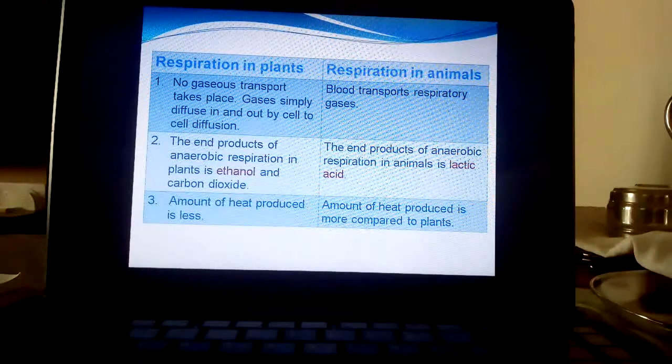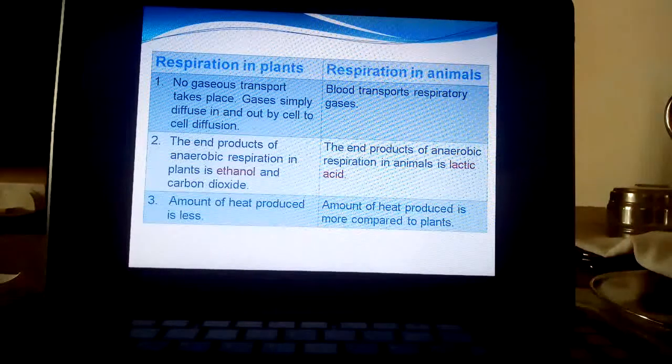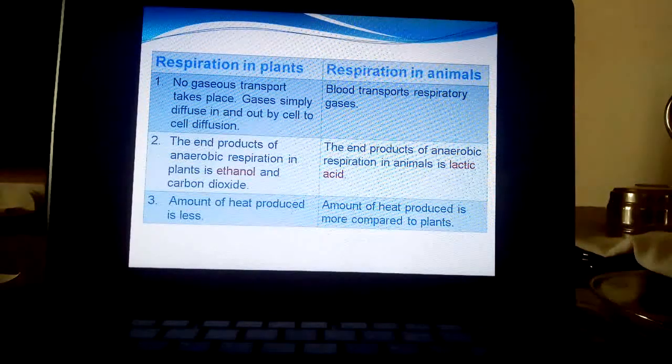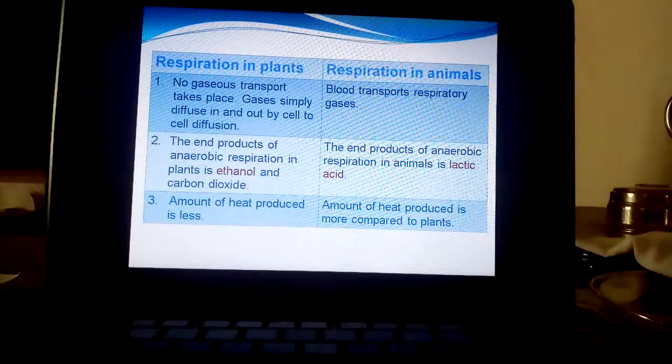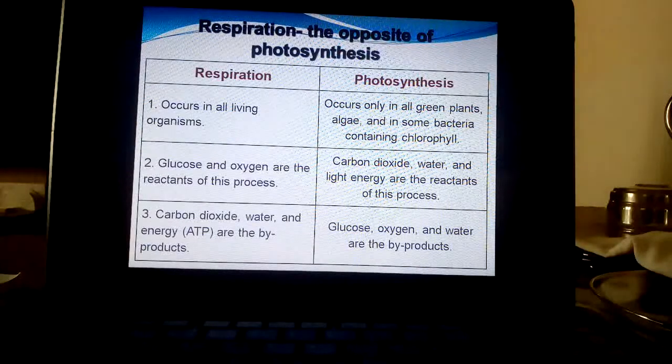Blood transports respiratory gases in animals. The end products of anaerobic respiration in plants are ethanol and carbon dioxide. The end product of anaerobic respiration in animals is lactic acid. The amount of heat produced is very little in respiration in plants, whereas the amount of heat produced is more in animals compared to plants. Now, respiration in plants and animals we have seen. Is it clear? So, now we are moving to another topic.